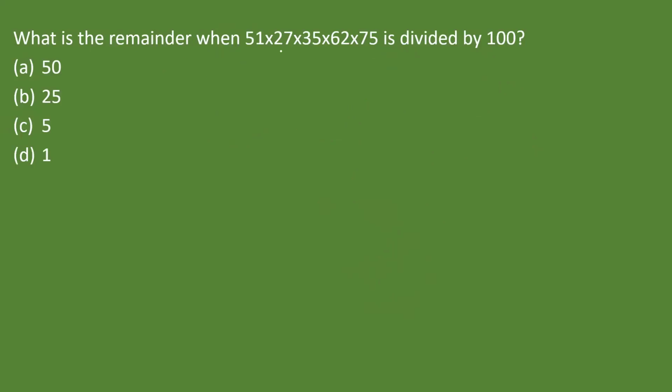Now, what is the remainder when 51 into 27 into 35 into 62 into 75 is divided by 100? Students, I think this is one of the previous year's UPSC questions. 35 into 62 into 75 by 100. Whenever you see these types of questions, how do we need to solve them? This is very, very important for us. Are you getting my point?